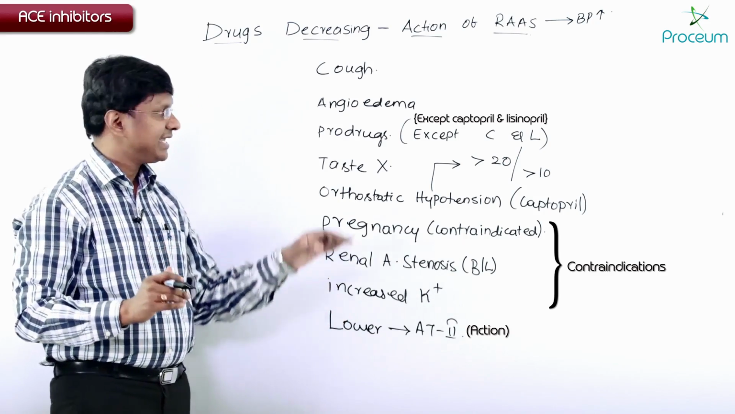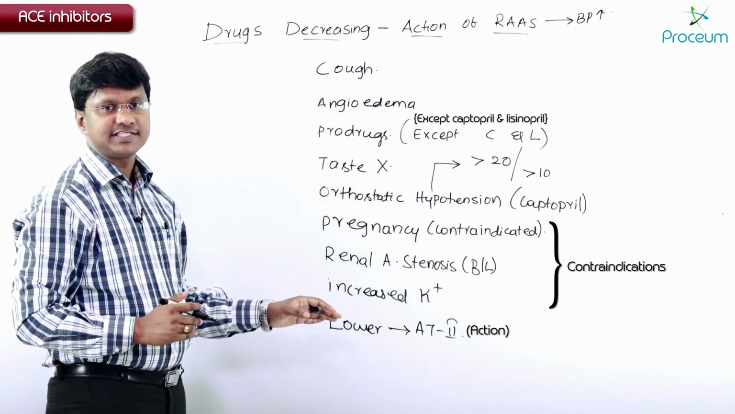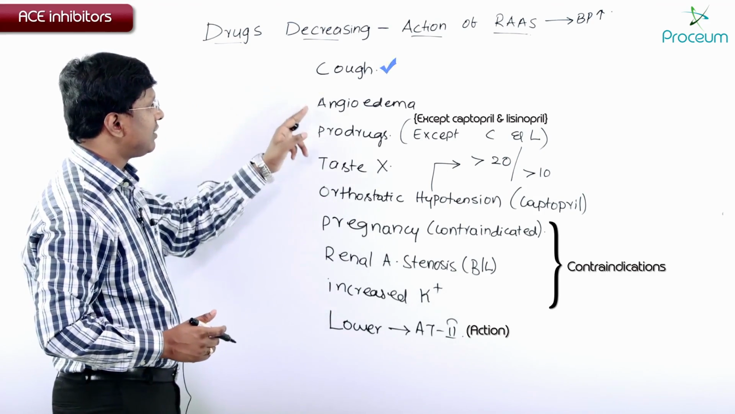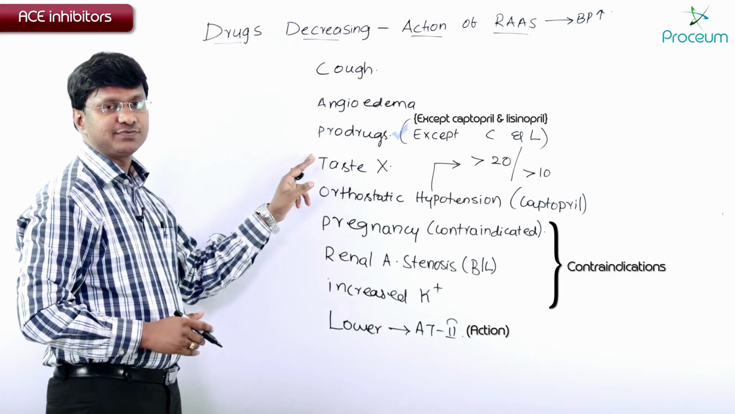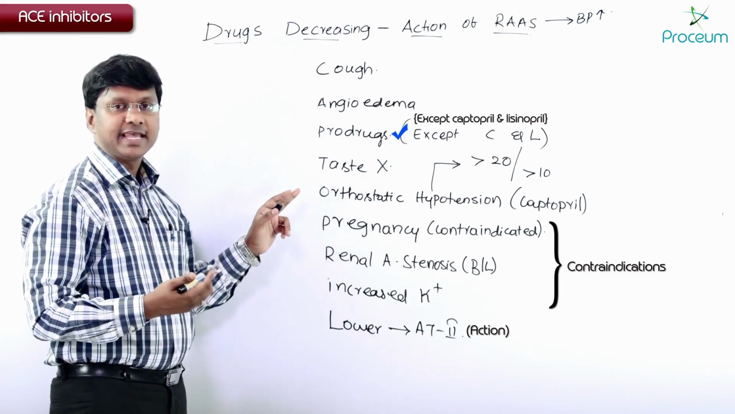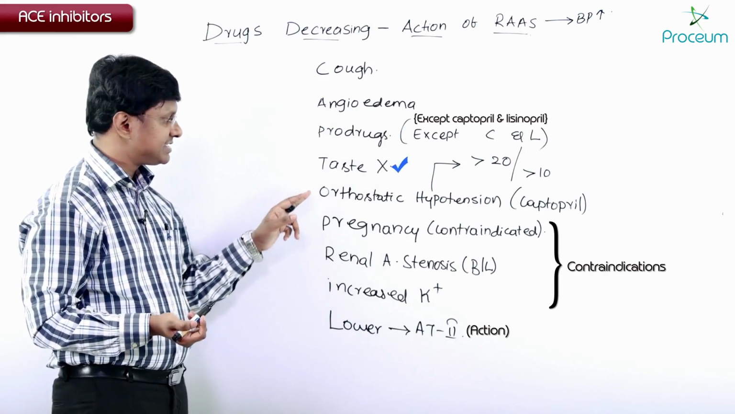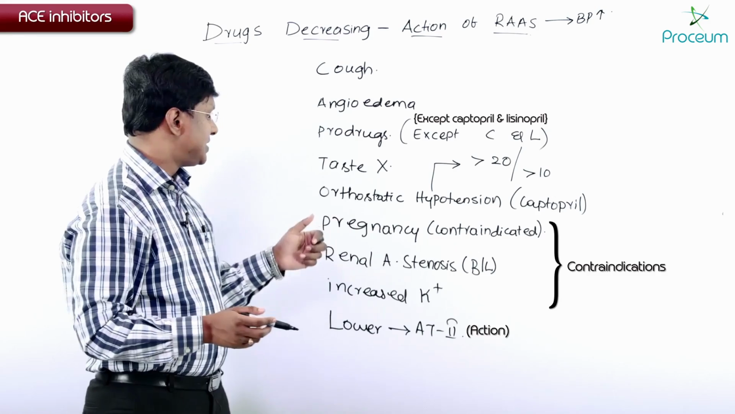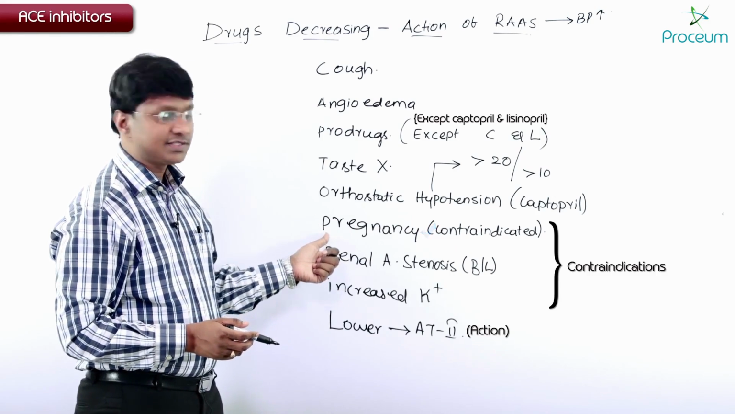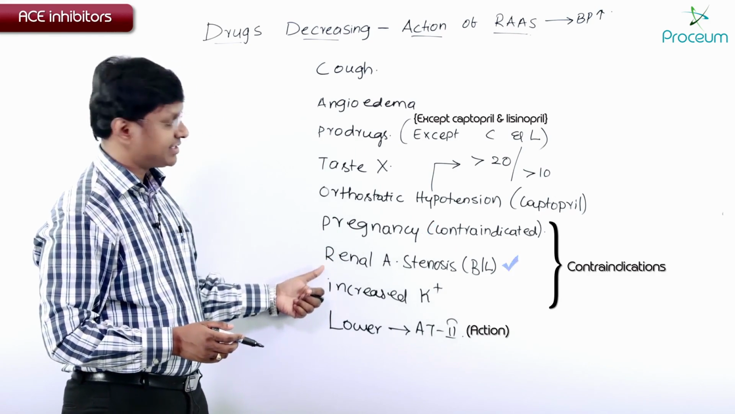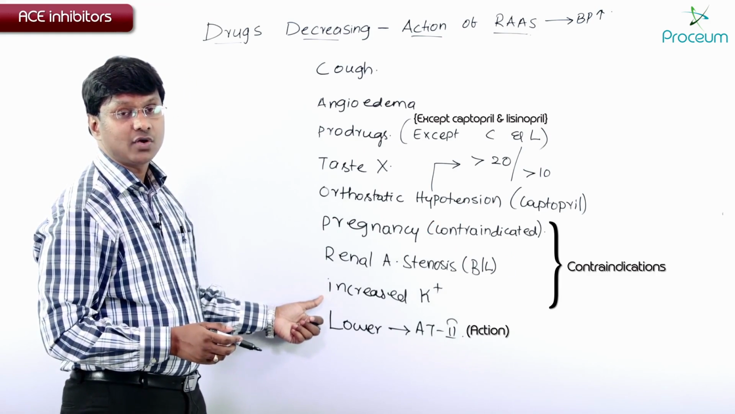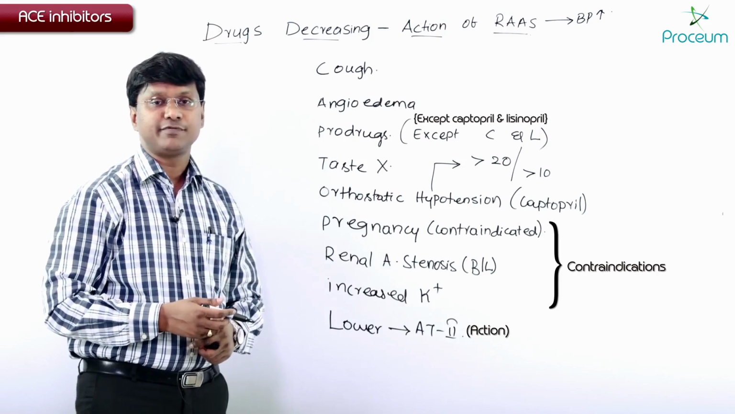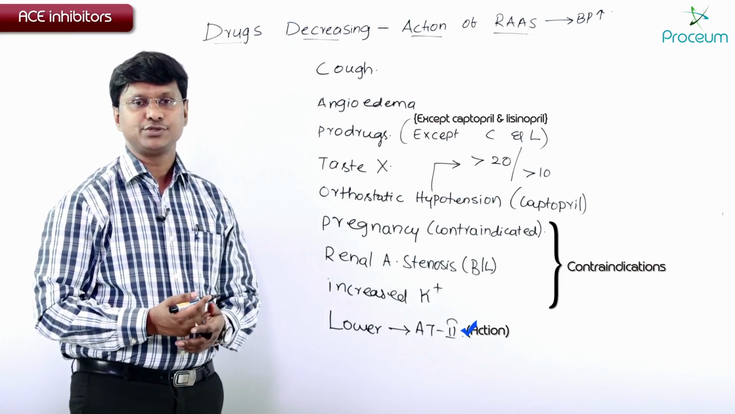So this is a nutshell revision of the entire ACE inhibitors with the mnemonic, that is captopril. C stands for cough, A stands for angioedema, P stands for they are mainly prodrugs except captopril and lisinopril, and they will cause taste disturbances. They are associated with orthostatic hypotension whenever they are used along with diuretics. They are contraindicated in pregnancy, they are contraindicated in bilateral renal artery stenosis, and they are contraindicated wherever there are increased levels of potassium, and the mechanism of action is by lowering the levels of angiotensin 2.